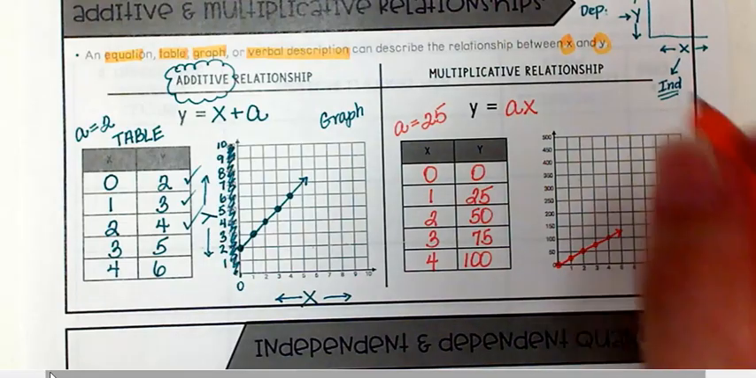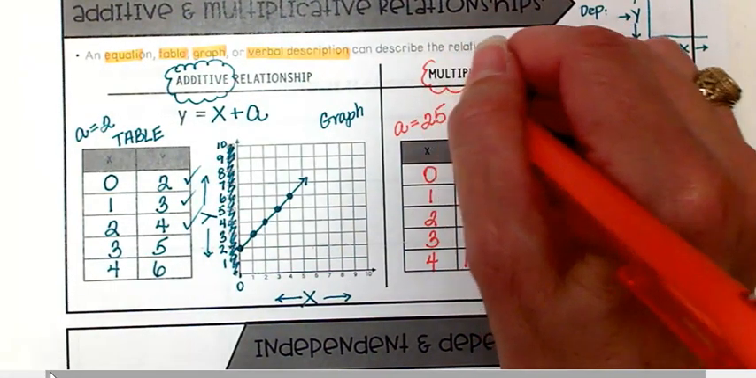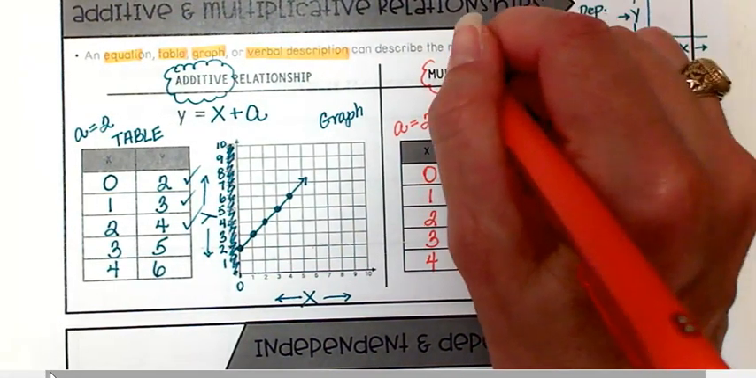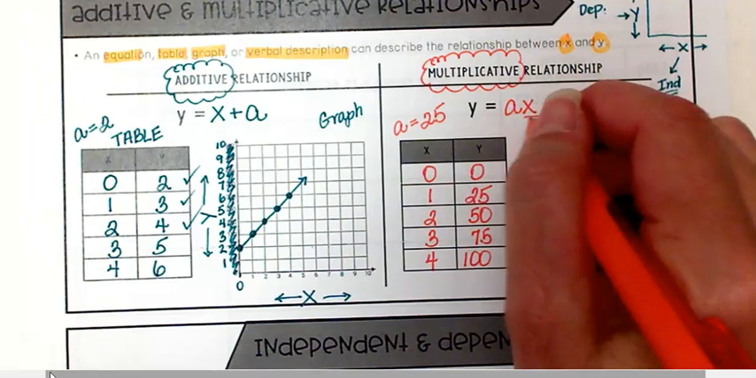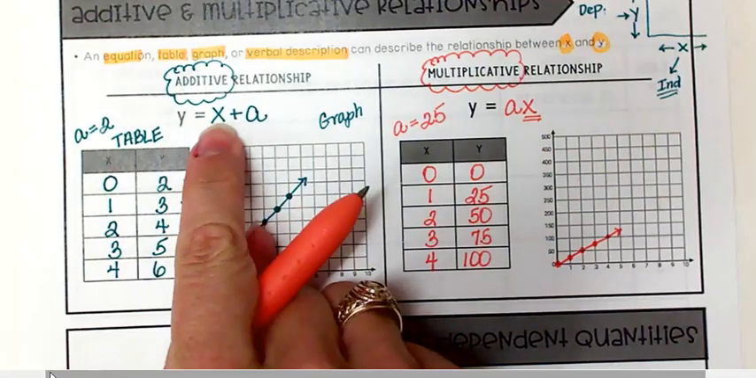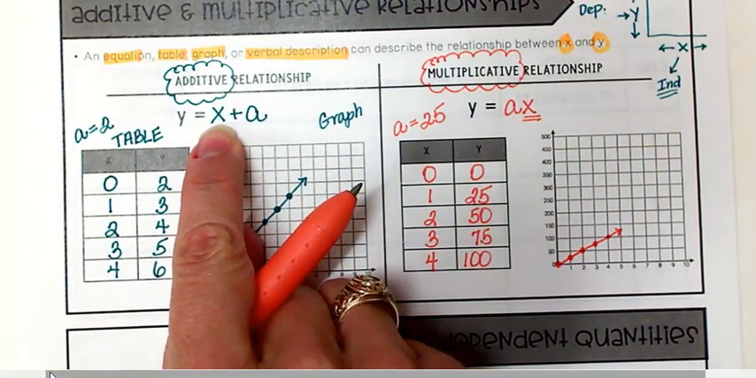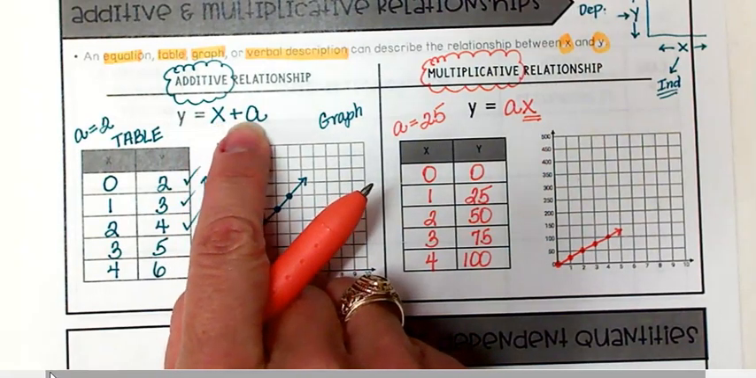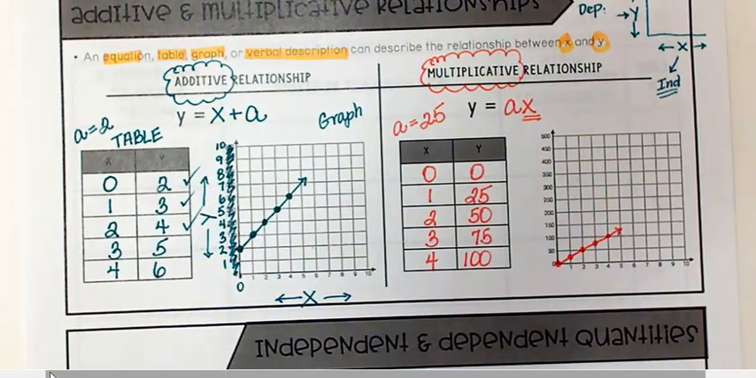All right, and this is a multiplicative relationship because we're taking our input values, our x values, and we're multiplying by a set number. Here, we were taking our input values, our x values, and we were adding a set number, okay? All right, let's go down to the bottom section.